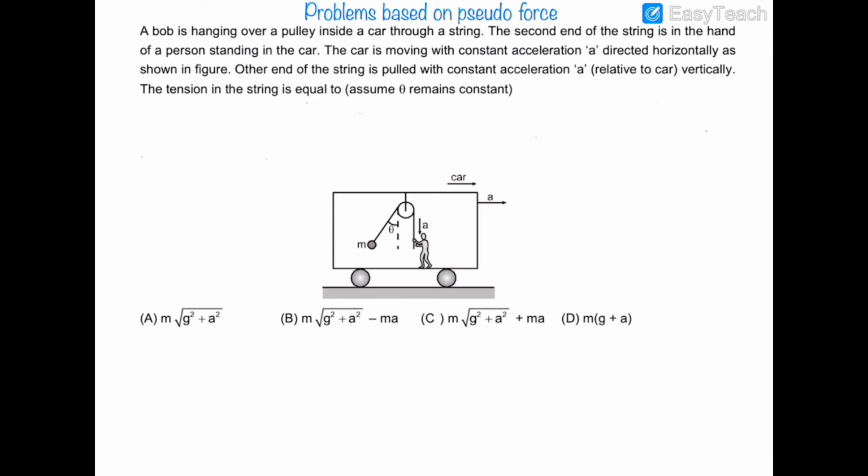Now we need to find out the tension in the rope, and we can assume that there is a man who is standing inside this cart and who is watching this complete motion.